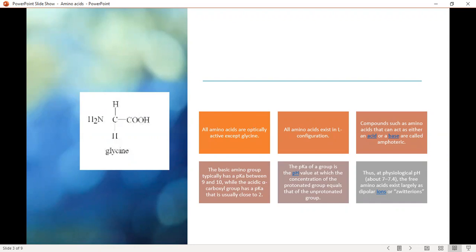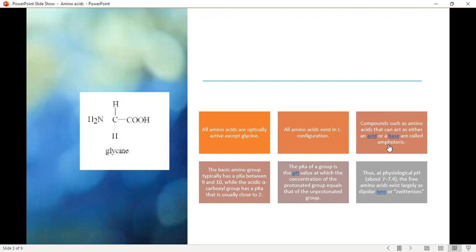What are optically active compounds? Any compound in which the alpha carbon is attached to four different groups is called an optically active substance. So all the 19 amino acids are optically active compounds, but glycine is not optically active. Why? Because in this, the alpha carbon is attached to three different groups, so it is not an optically active compound. It doesn't have a chiral carbon. Another thing to be remembered is that all amino acids are in L configuration.